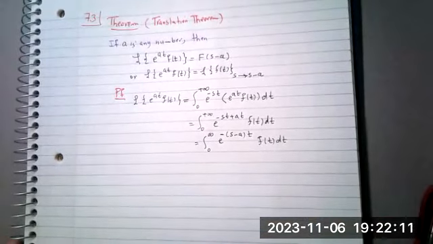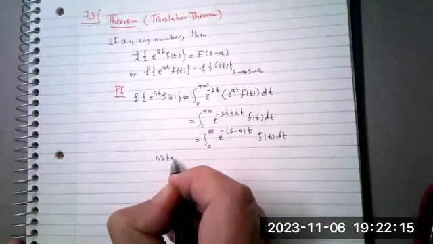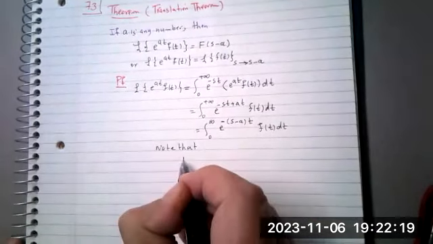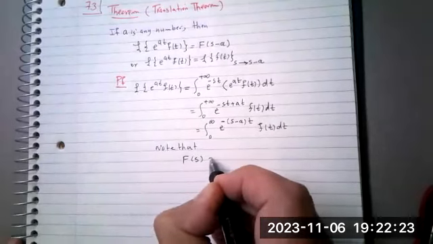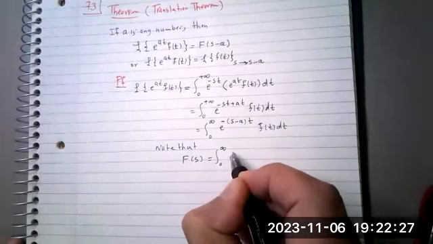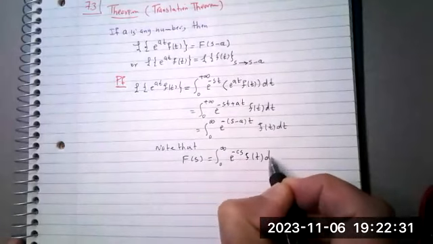Remember the definition of F of s? Just to remind you, note that. What is the definition of F of s? F of s, which is the Laplace of f of t, is equal to the integral from 0 to infinity of e to the negative s t, f of t dt.